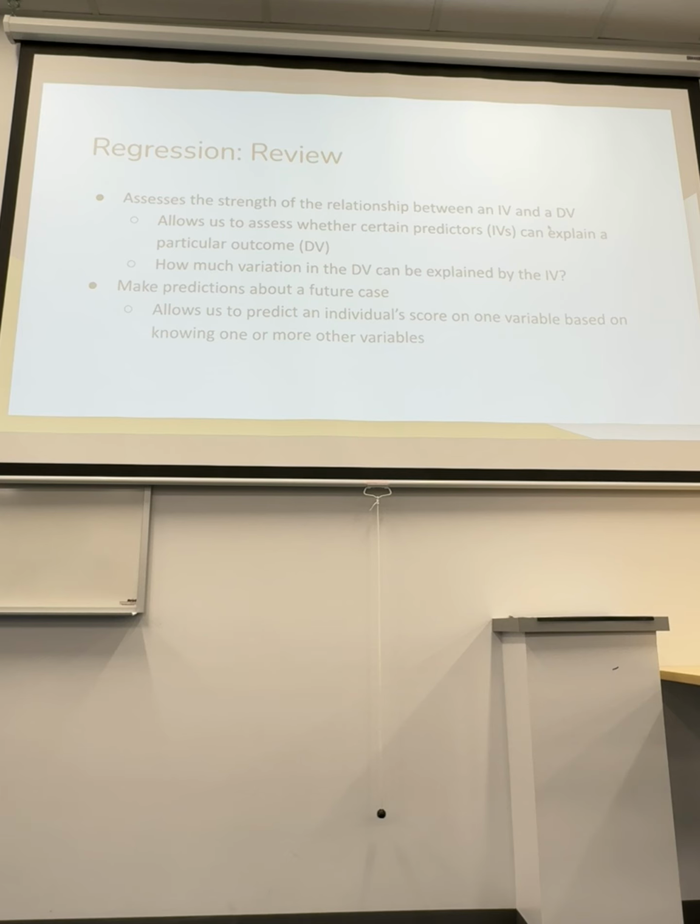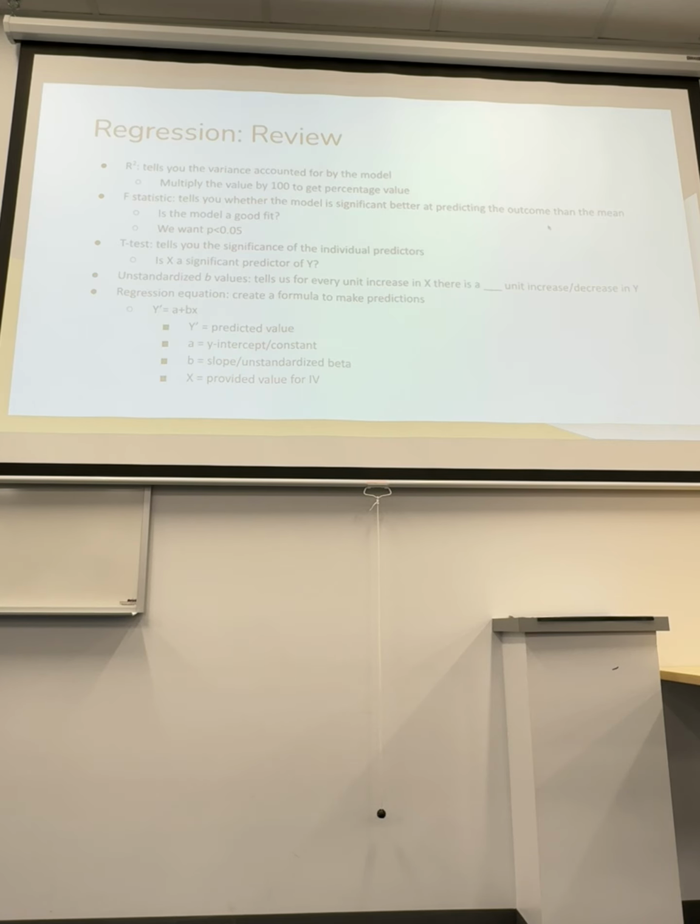So with regression, if you can remember, it's assessing the strength of the relationship between an IV and a DV. It allows us to assess whether certain predictors can explain a particular outcome. How much variation can be explained in the DV by the IV, how much cannot, your R-squared, all those fun things. And it allows us to make future predictions about a case given an individual's observed score. So that would be our regression equation. If you can remember, y equals a plus bx, or if you use the other one, it's y equals beta 0 plus beta 1x.